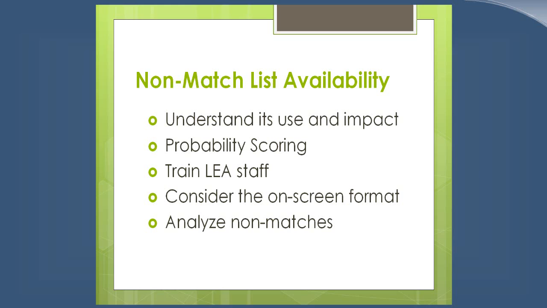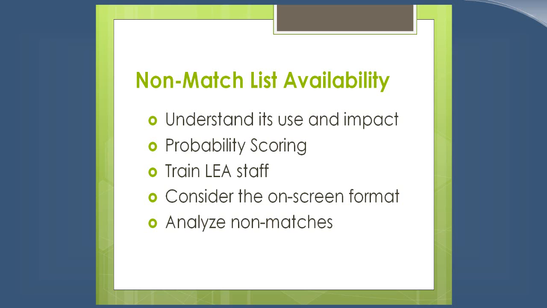First, you need to understand its use and impact. And what I mean by that is if you do currently provide a non-match list or you are thinking about doing it, you have to understand how that local agency is going to use it. We were recently in a state in which an LEA told us that their non-match list was over 5,000 kids. Well, you have to assume that if a school is receiving a non-match list of over 5,000 kids, more than likely they're not doing much with it.